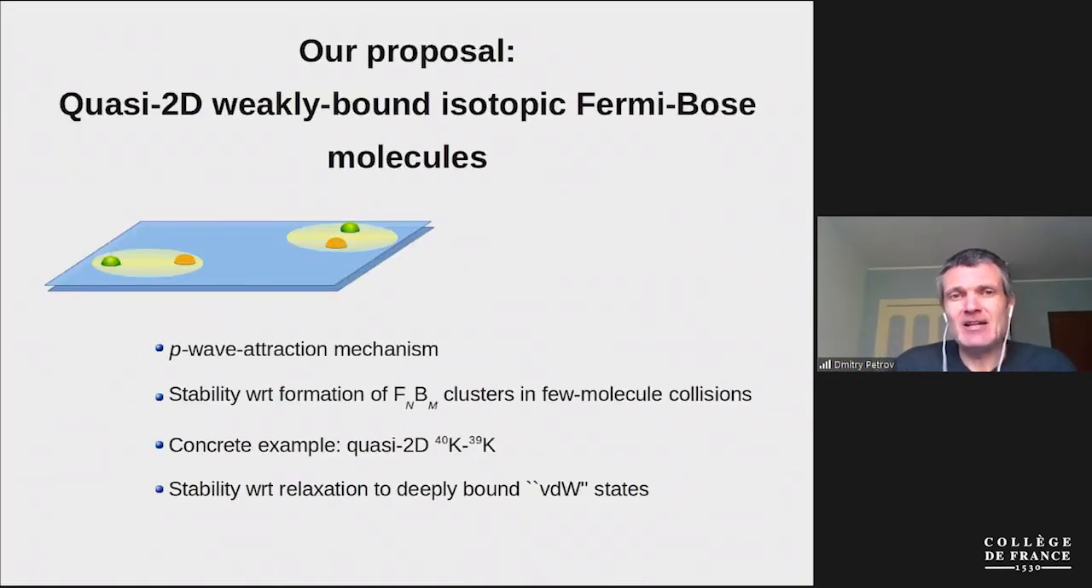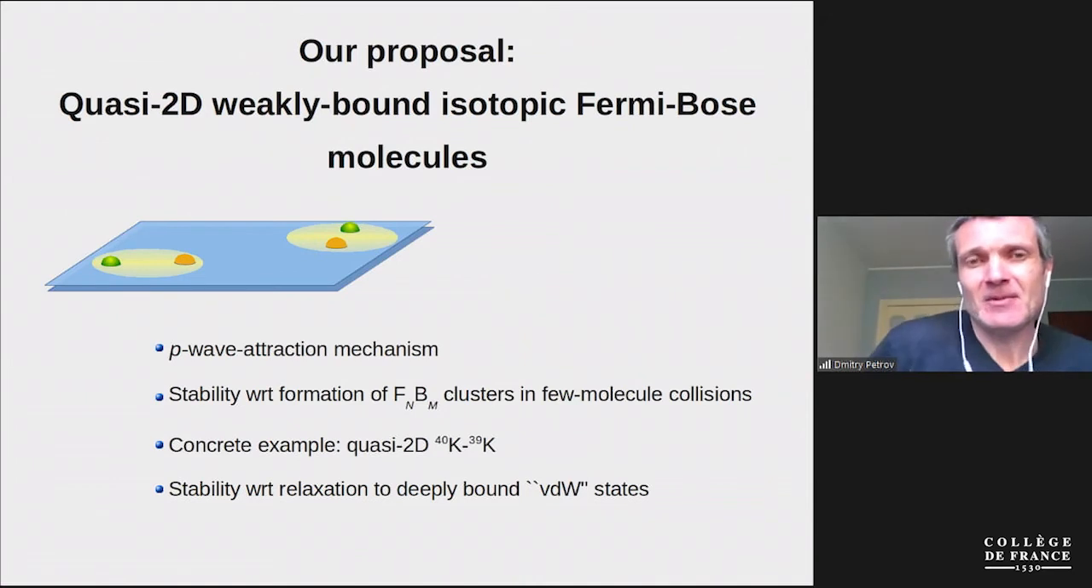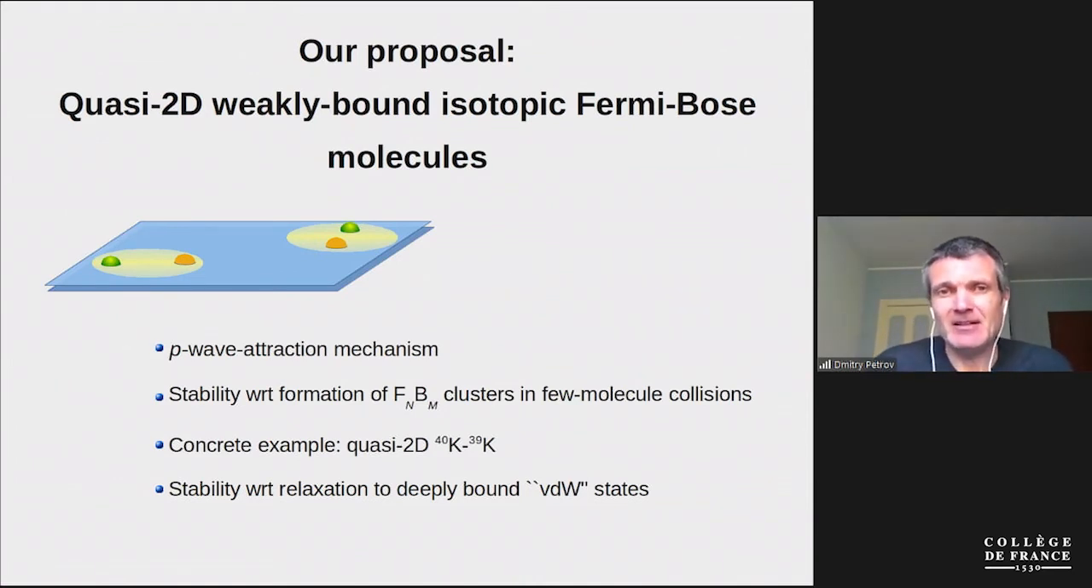We just decided to let each fermion carry a boson with it. So instead of considering fermions, let's say these yellow guys are fermions. Each one carries a boson with it and interacts with another. So it's a Fermi-Bose molecule. This Fermi-Bose molecule is a fermion and interacts with another Fermi-Bose molecule by exchange of bosons. So I will explain where this p-wave attraction mechanism comes from.